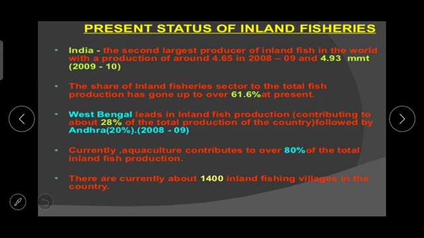The share of the inland fishery sector in total fish production has gone up to over 61.6%. West Bengal leads in inland fish production, contributing about 28% of the country's total production, followed by Andhra at 20%. Currently, aquaculture contributes over 80% of total inland fish production, and there are about 1400 inland fishing villages in the country. By these numbers you can understand the development in the field of fisheries.